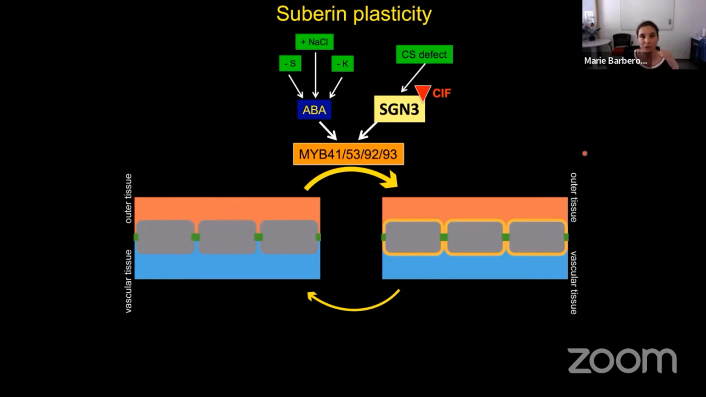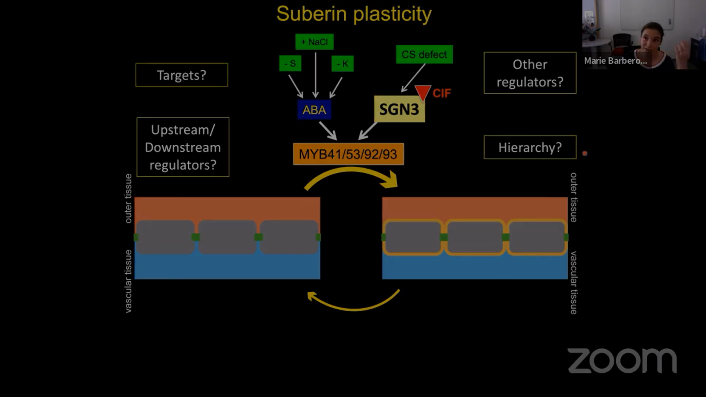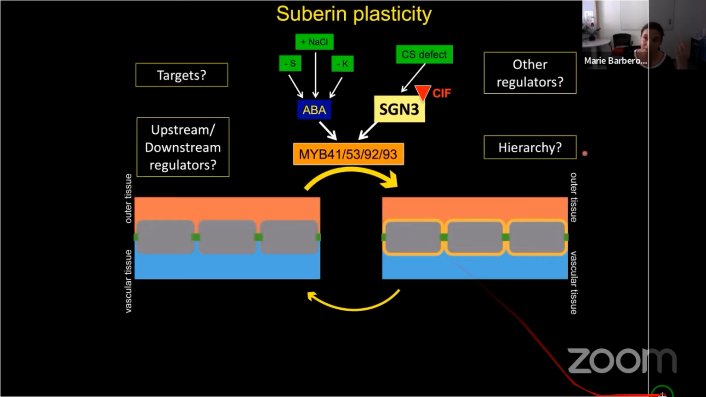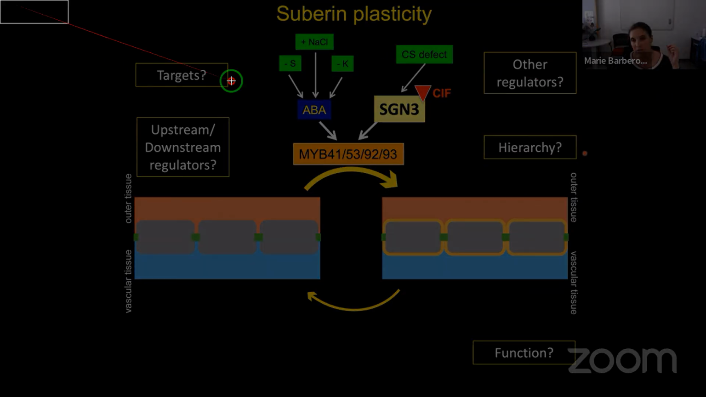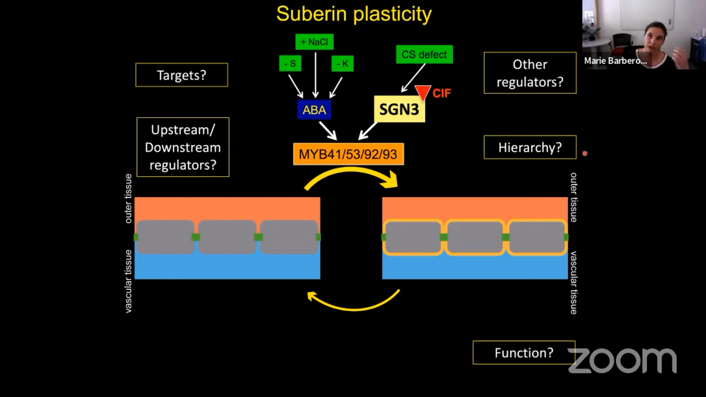Of course, there are still a lot of things that we don't know. So we don't know what are the targets of these MIP transcription factors, what are the upstream or downstream regulators, if there is any hierarchy among them, and we actually also think that there are even more regulators that are needed to control suberization. And in just a few seconds before I finish, I will tell you some of the things that we're doing to identify even more factors and to understand the function.